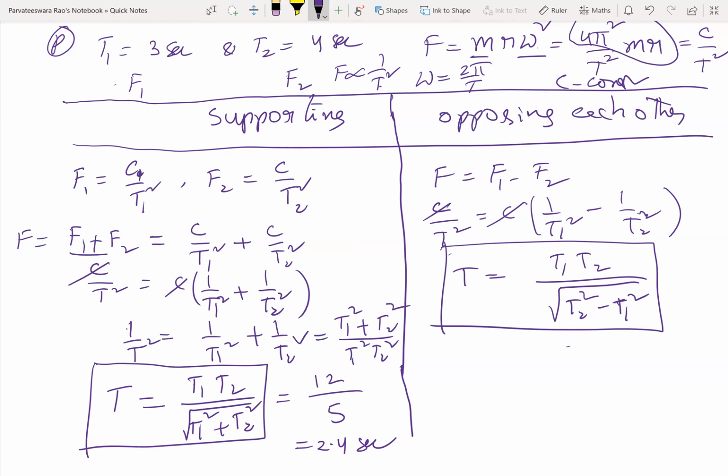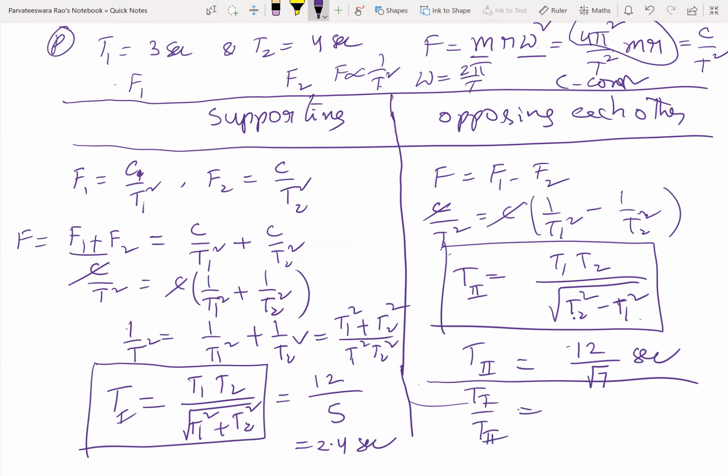Suppose he asks the ratio of these two time periods, call this T Roman number 1 and this T Roman number 2. So T2 will be 4 3s are 12 by root of 16 minus 9, root 7. So if you are asked to find the ratio T1 by T2, it will be root of T2 square minus T1 square by T2 square plus T1 square.